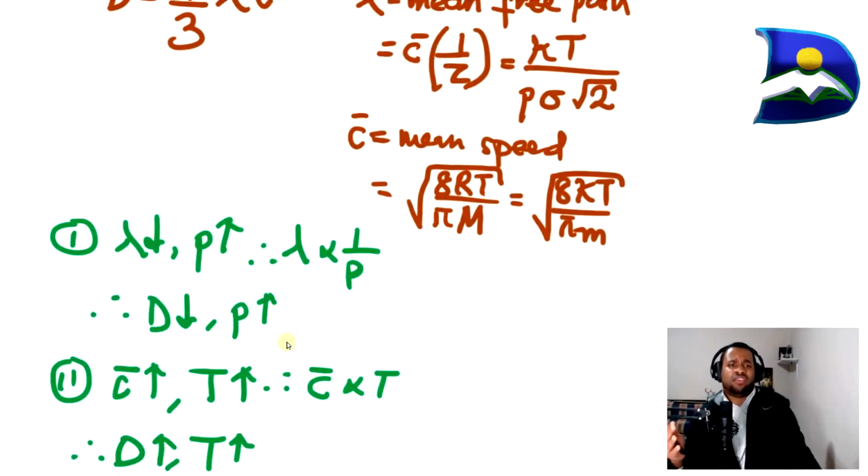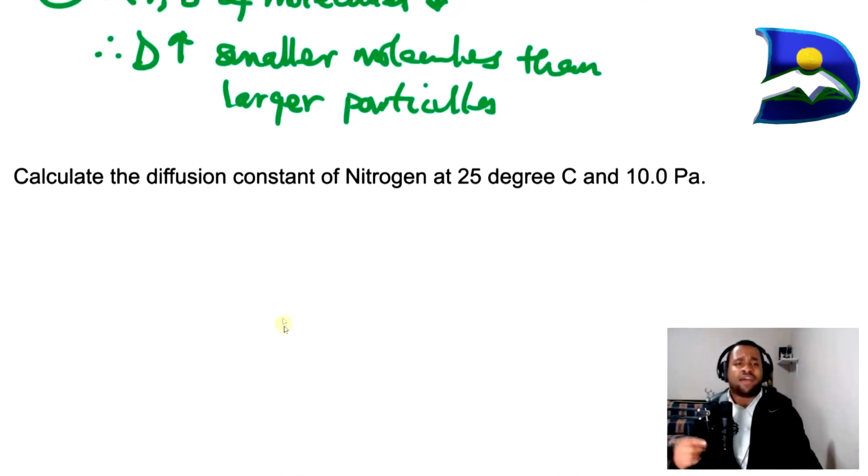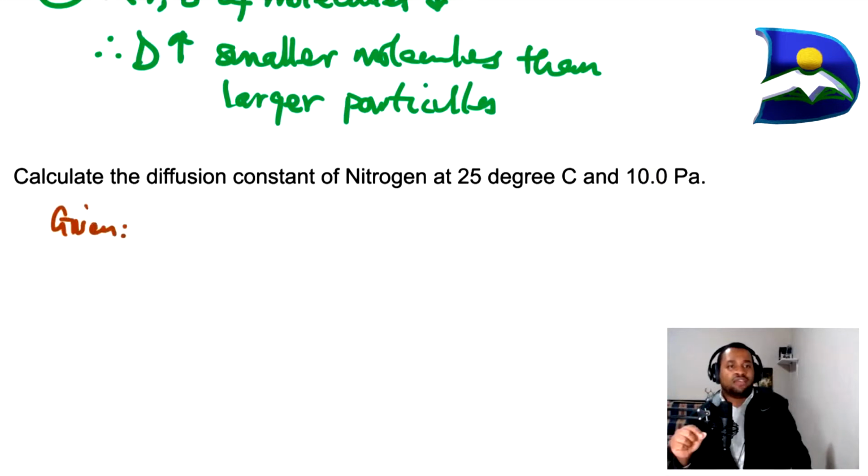Based on this, we are going to tackle this particular question, which says we should calculate the diffusion coefficient, or the diffusion constant, of nitrogen gas at 25 degrees Celsius and at a pressure of 10 pascals. There are some other things that are missing here, but you will need a specific table to gather that information. For example, we're going to need the following.